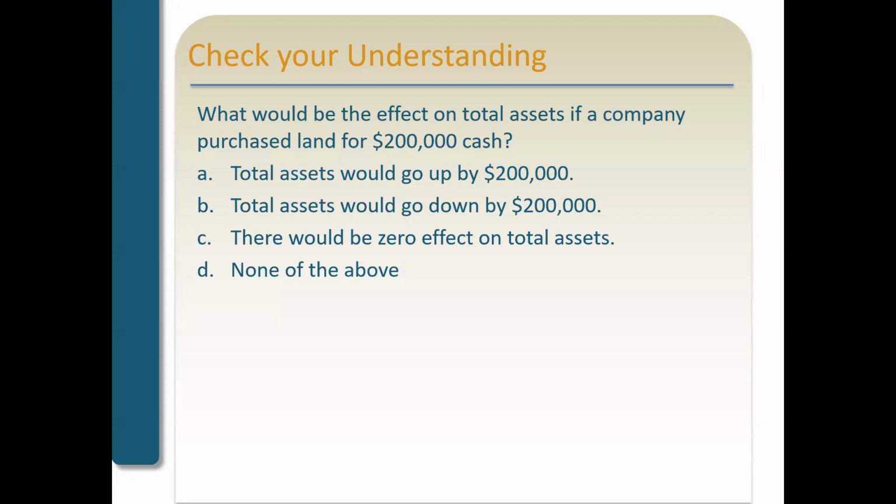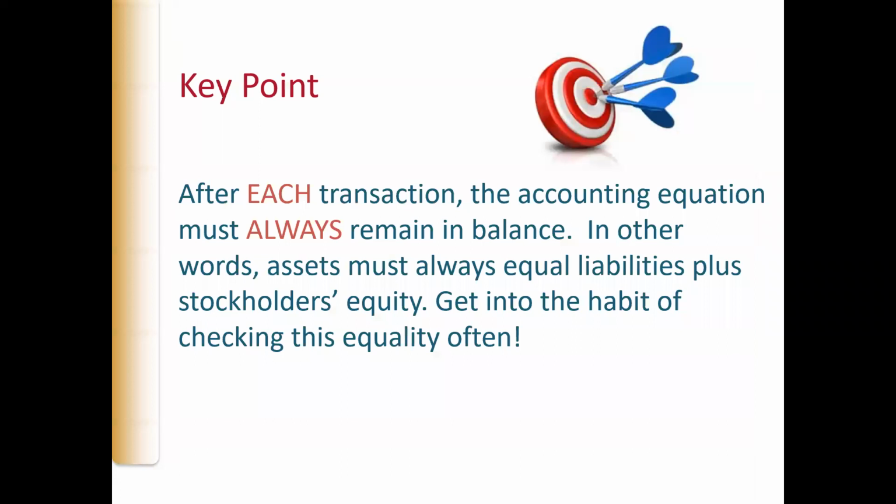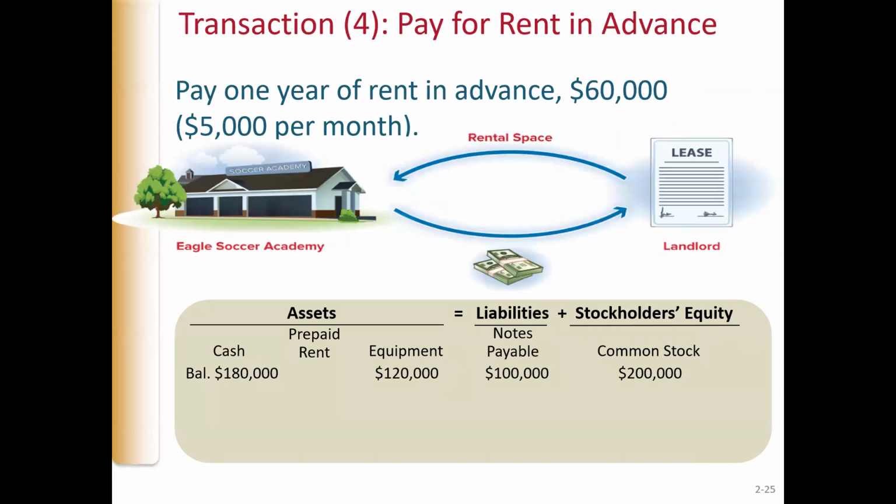They remain the same because the transaction only affects assets. One goes up, one goes down, but ultimately it's the same. After each transaction, the accounting equation must always remain in balance. Assets must always equal liabilities plus stockholders' equity. Remember that, guys. Check it every time.